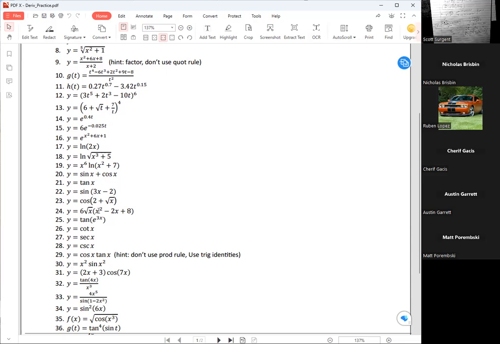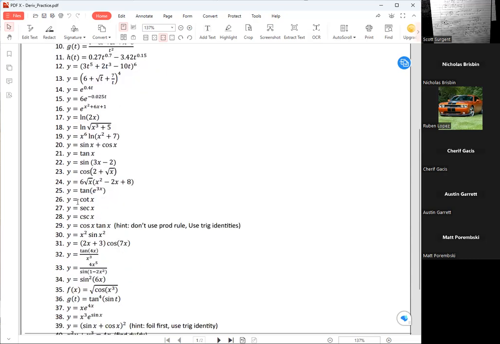Number 24, again, don't use the product rule here if you don't have to. Distribute the 6 rad x through and just treat these as fractional powers. It's easier. Okay. I put cotan, secant, and cosecant here. I put them down almost like we're acknowledging they exist. But in each of these cases, you can actually turn these back into sines and cosines using quotients.